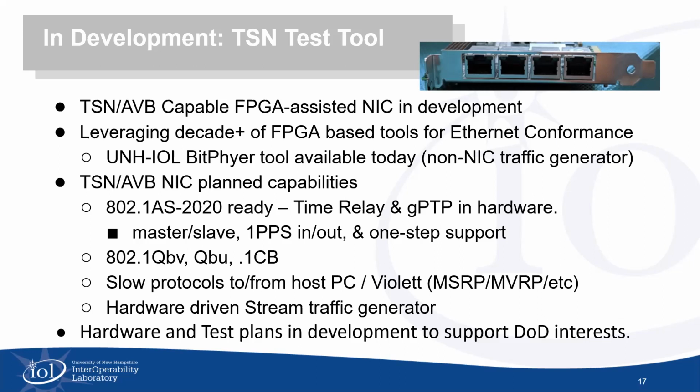So we are looking to support the needs of AS 2020 with time relay functionality, gPTP hardware support, a master slave built into the hardware, 1 PPS support, eventually 1-step, though not initially. We will be releasing that this year, is the plan. Time-aware shaping, preemption, CB, all areas that we wish to support, as well as our continued support through that platform of the various slow protocols, as .1 refers to them, for things like MSRP or such.